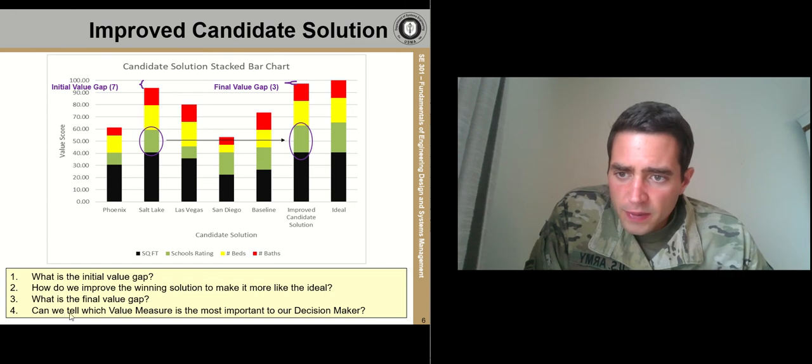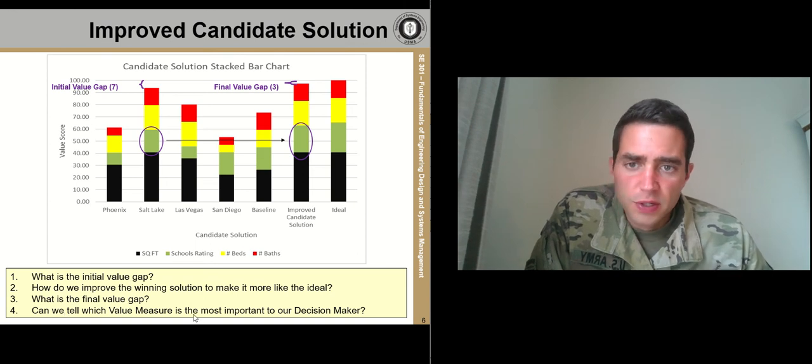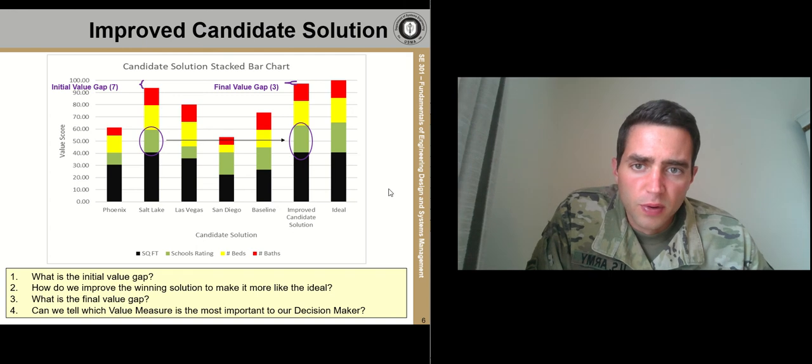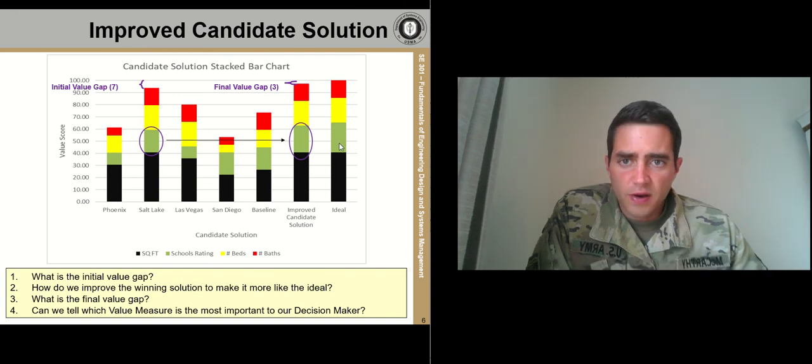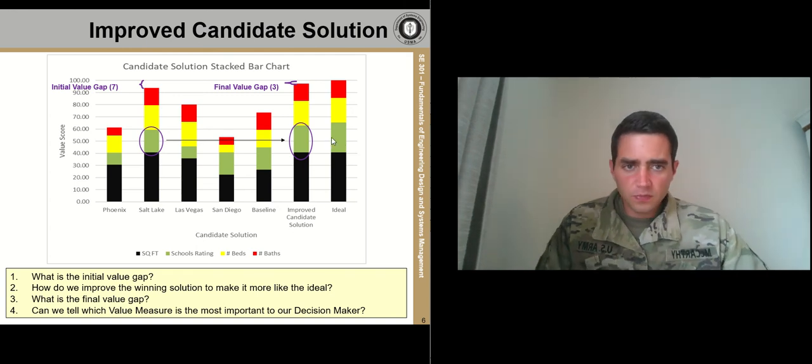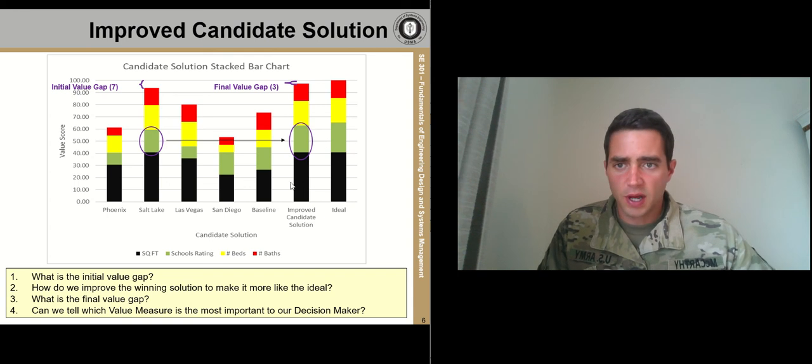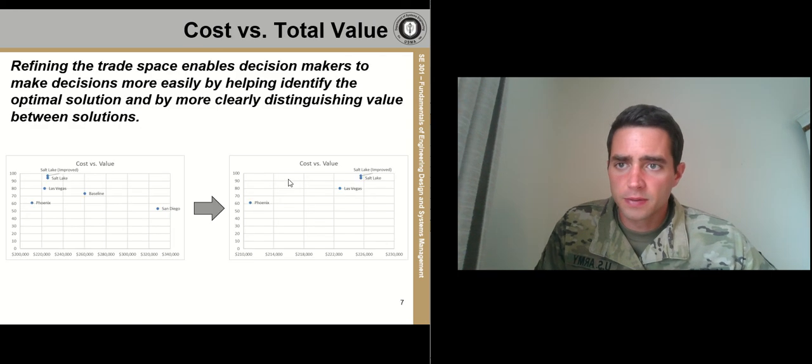The last question here, can we tell which value measure is the most important to our decision maker? Yes, if you just look at the area of each of these value measures, you'll see that square footage is the most important, followed by schools rating, followed by number of beds. But that's why it's important to target on those specific areas.